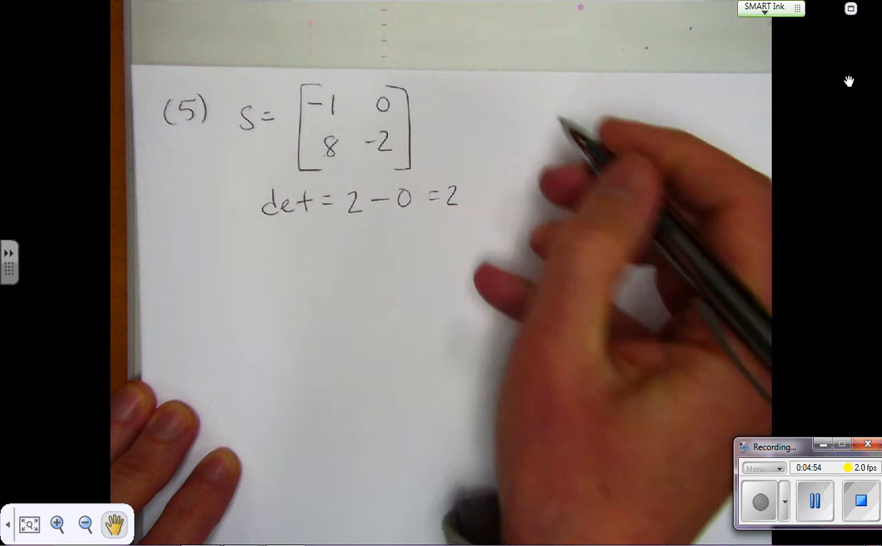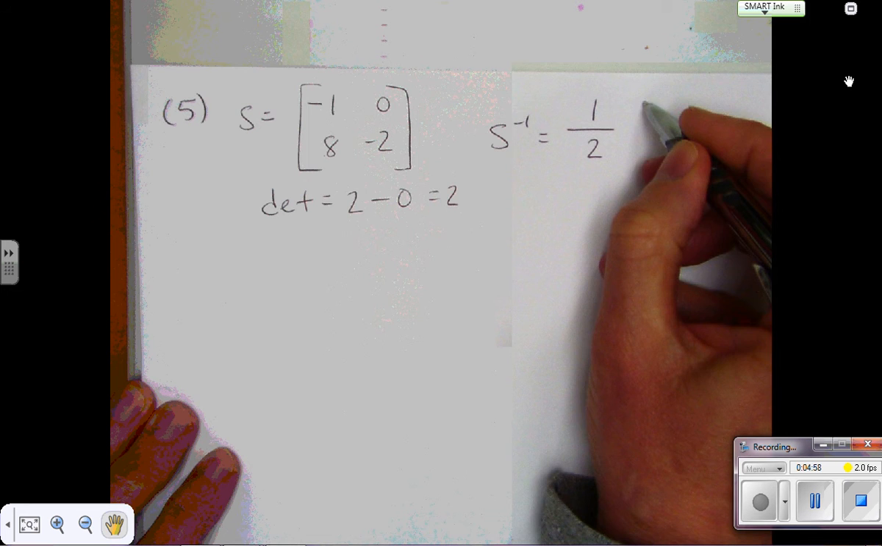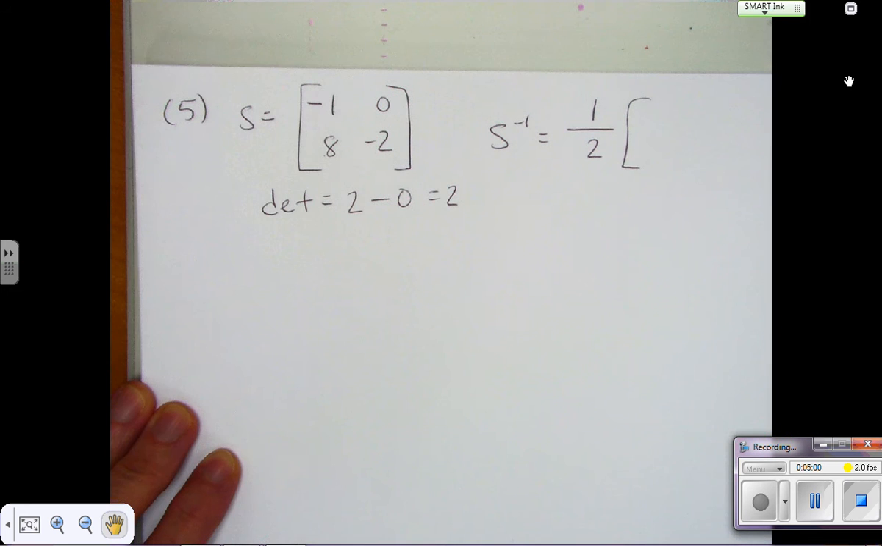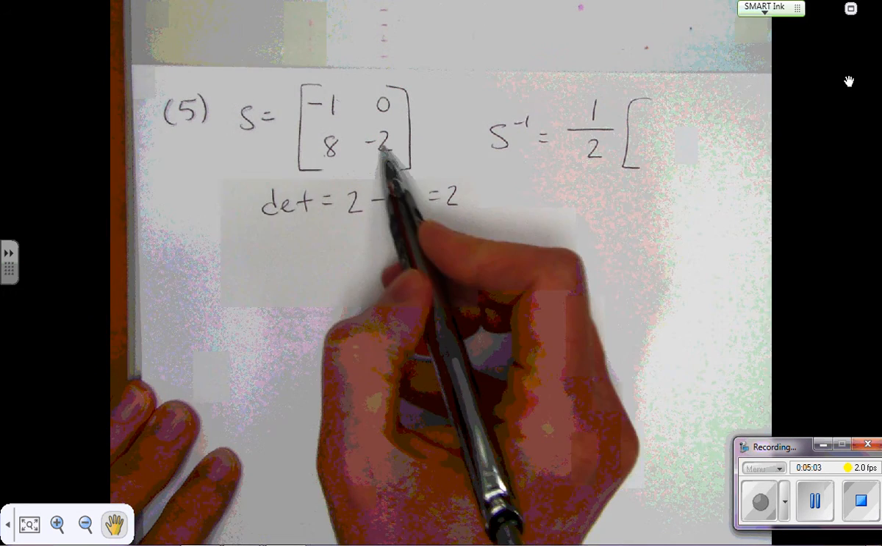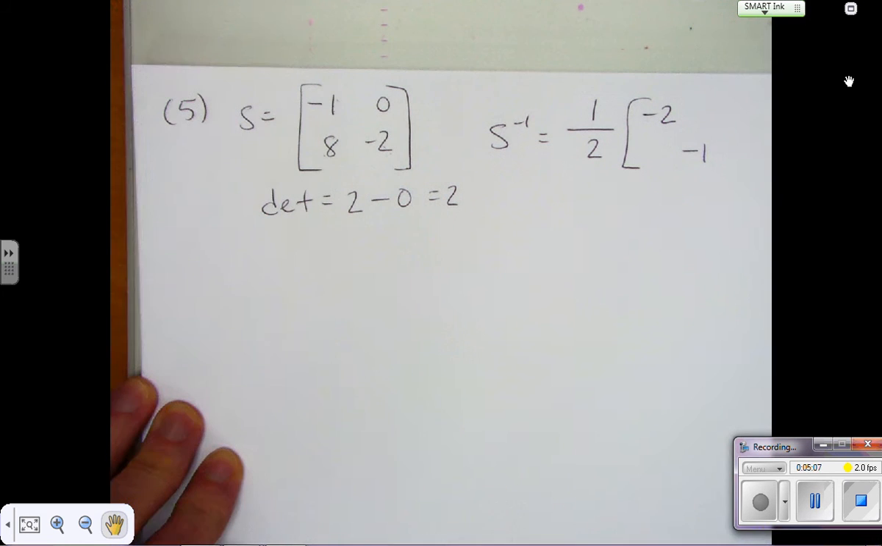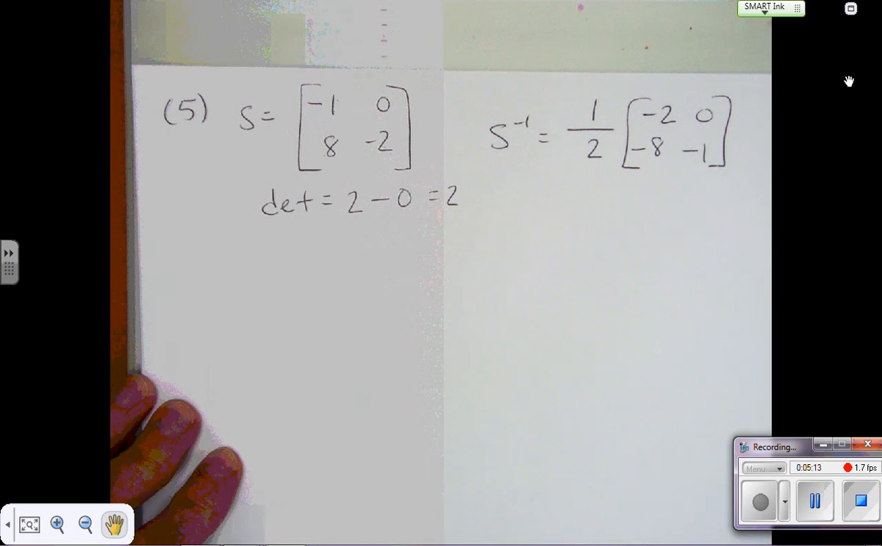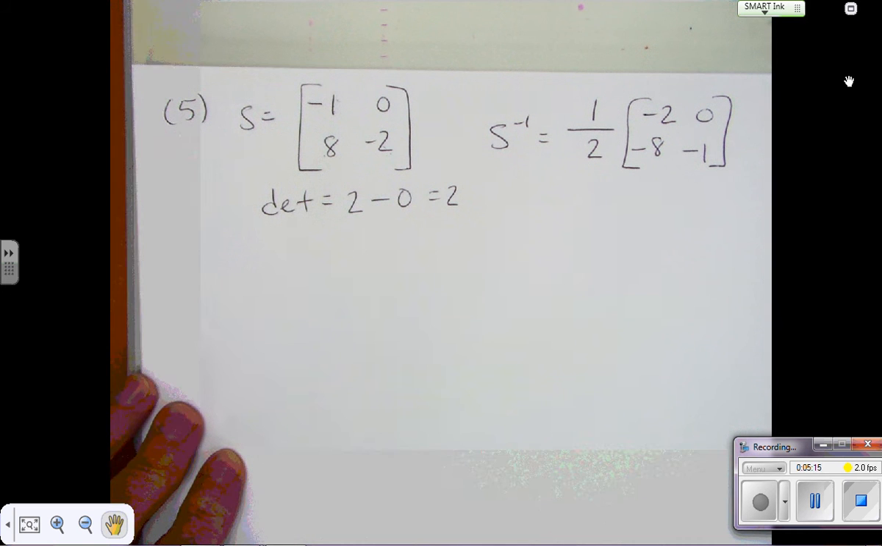All right, so your inverse, 1 over the determinant, and then we're going to rearrange the matrix a little bit. I'm going to switch the first diagonal order. So I put -2 first, -1 last. And then I'm going to switch the signs of the other two terms, -8 and 0. And that's all you have to do to get the inverse. You don't have to multiply through by that 1/2 or anything like that.